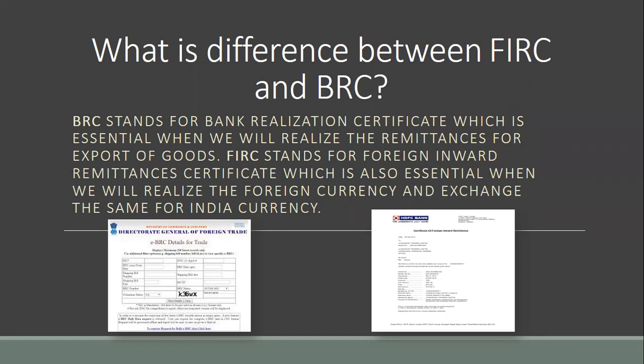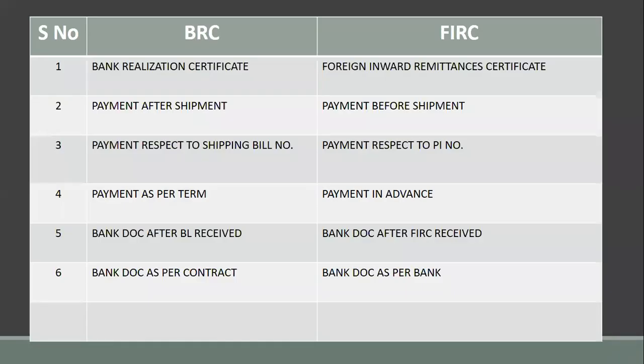BRC is generated when the payment is reconciled with the export, but FIRC is generated by the bank when the bank has not reconciled the payment in respect of the export of services and goods. Now we will understand the differences between these two.